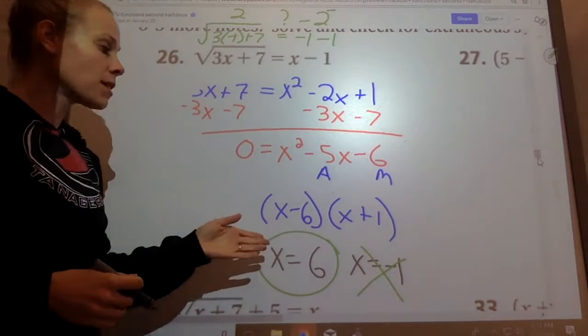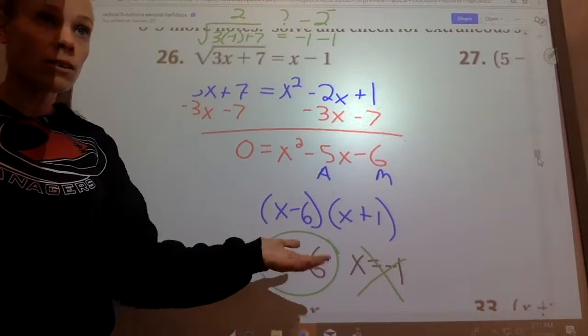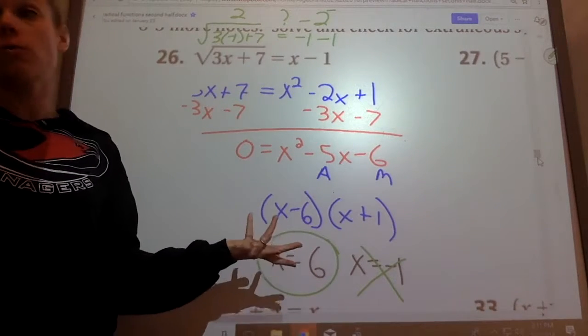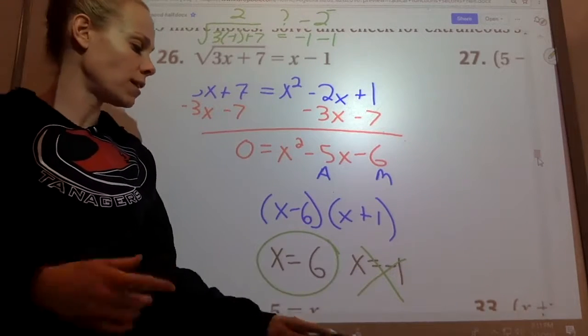Yet sometimes neither will work and we say no solution if neither one works. Sometimes both will work. Okay? But this is called an extraneous solution, a solution that doesn't work.